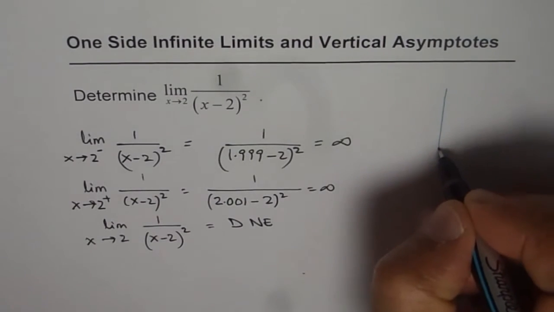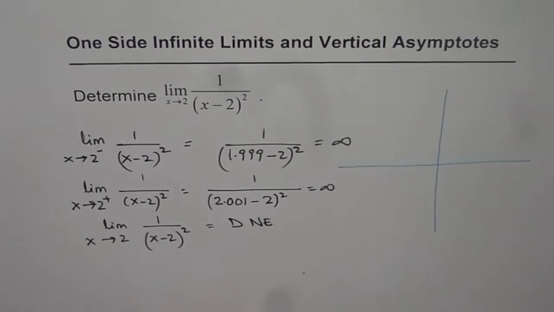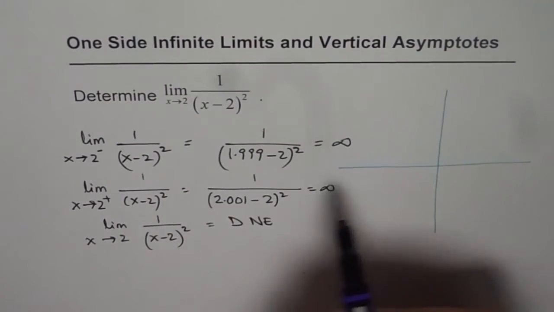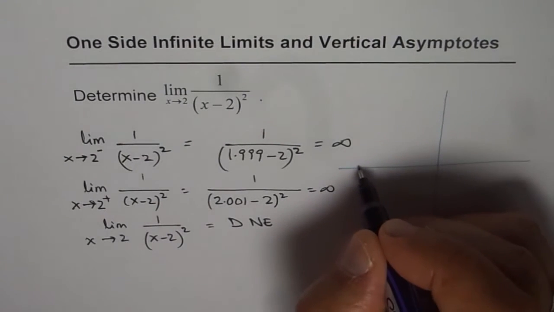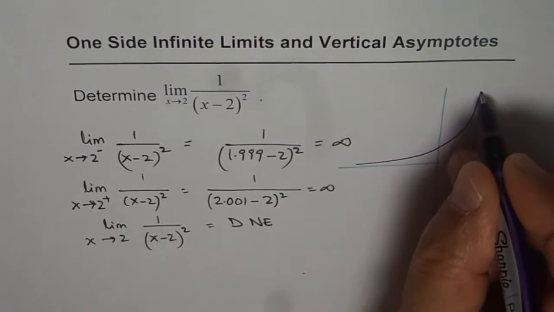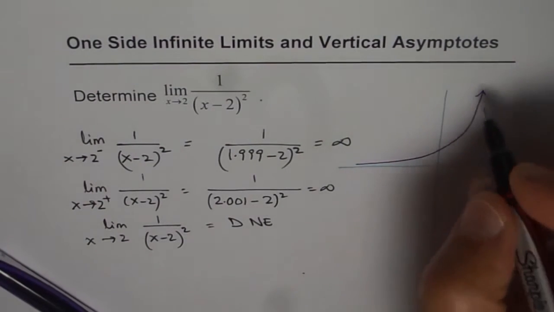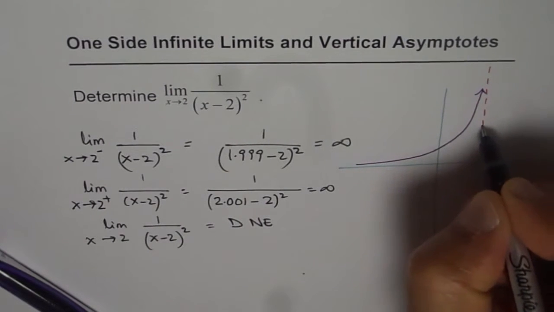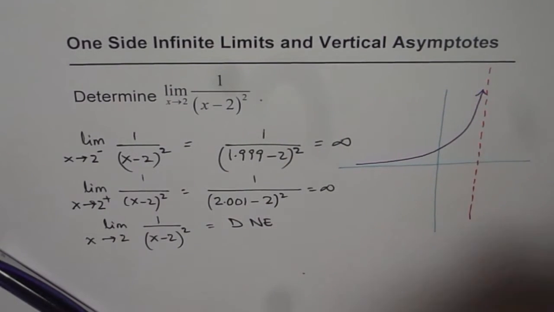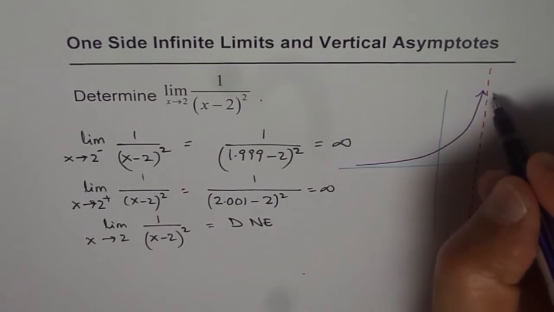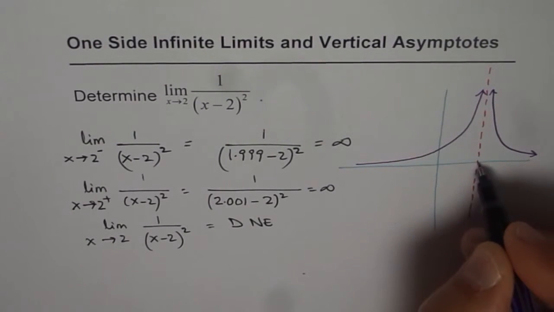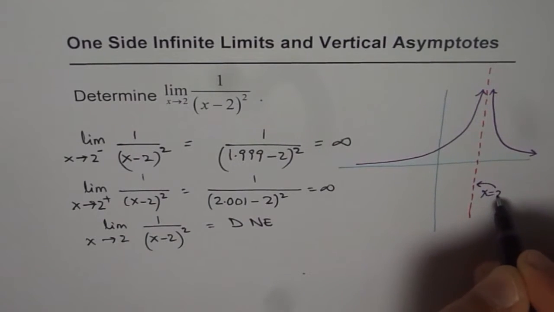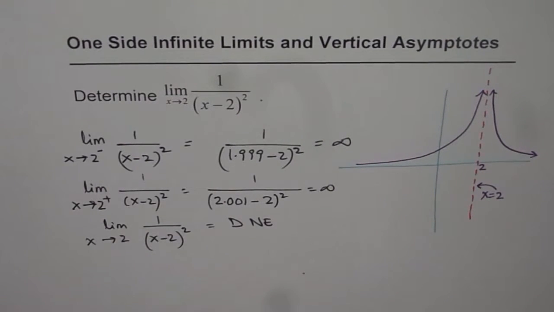Now let's try to sketch and understand what this function may look like. At x equals 2 we found that the function is approaching a very large value, so it's kind of like this. Let's say this is the value 2, so let me draw a vertical line at x equals 2. If you sketch this function, it will look something like this. This line is in fact x equals 2, and this point is 2. Now we can clearly see that the limit does not exist.